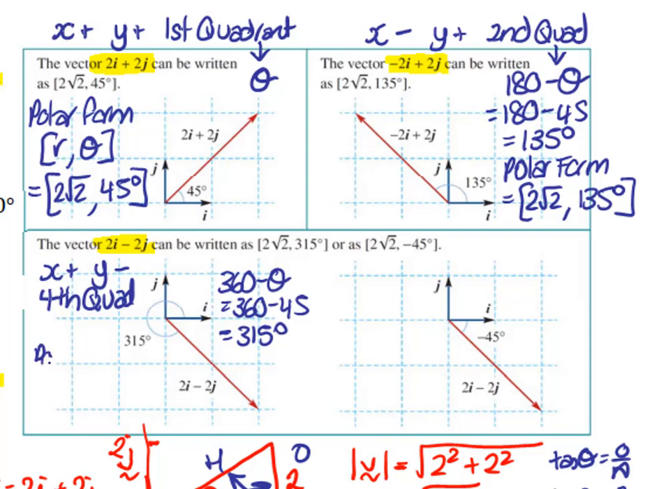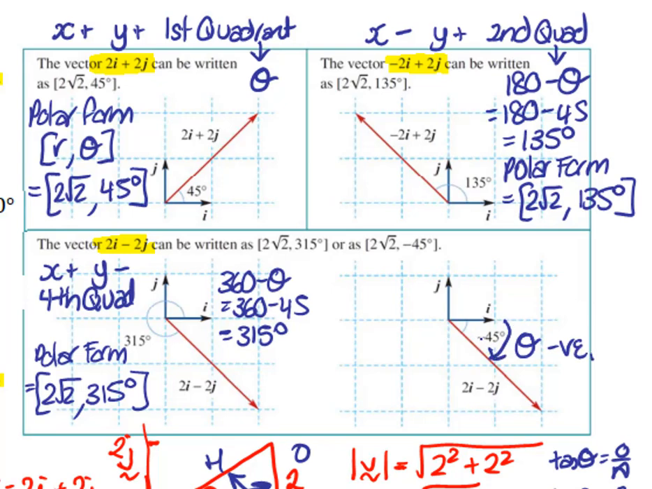So my polar form would be my 2 root 2, 315 degrees. The other way of doing it is using theta as a negative. So this angle here is negative 45 degrees. So my polar form in this sense would be 2 root 2 negative 45 degrees.